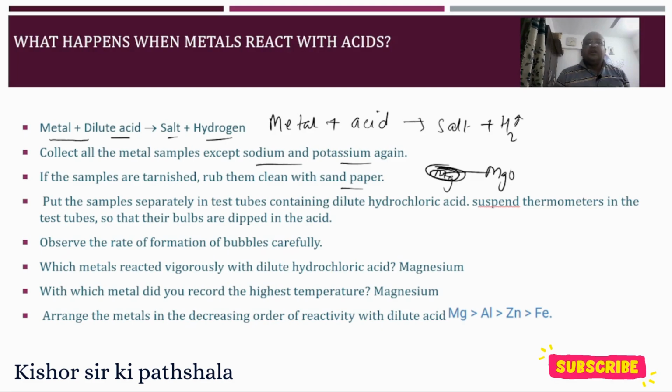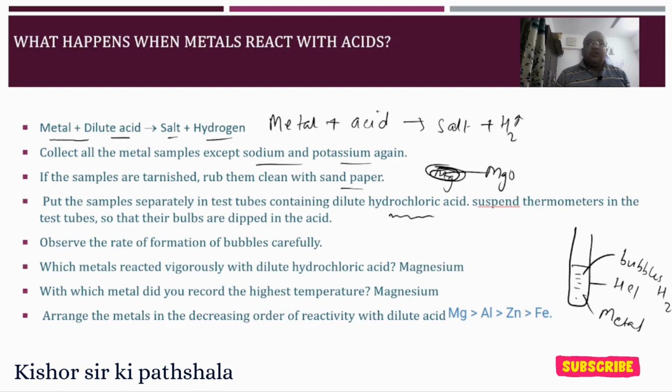So let's put these samples separately in different test tubes which contain hydrochloric acid, and let's suspend a thermometer into the test tube dipped into the acid. Now let's see what happens. You'll see that bubbles will come out. Here is the HCl and here is the metal. You will see bubbles of hydrogen are evolved. The rate of formation of the bubbles will be different for different metals.